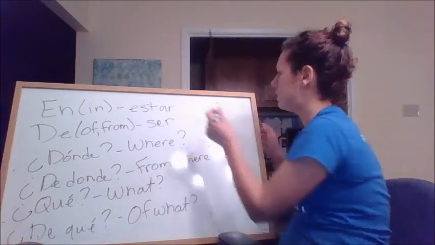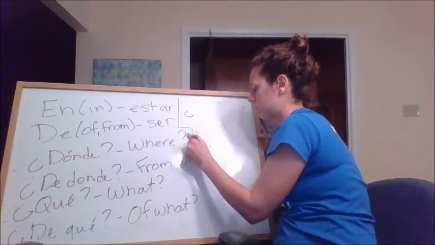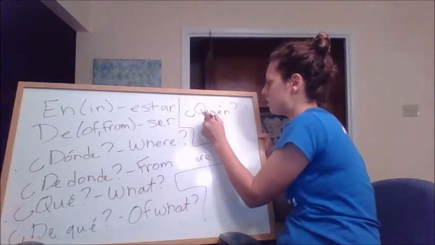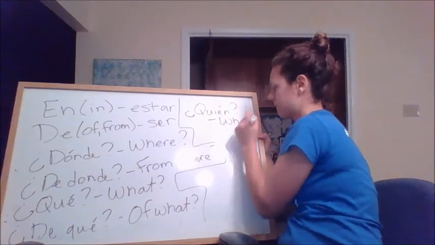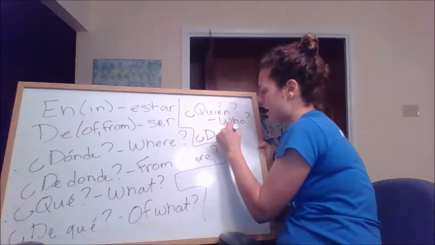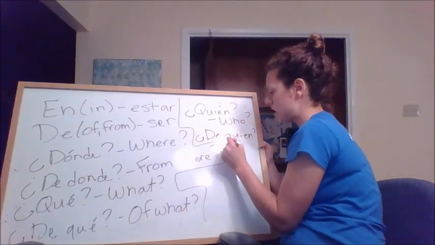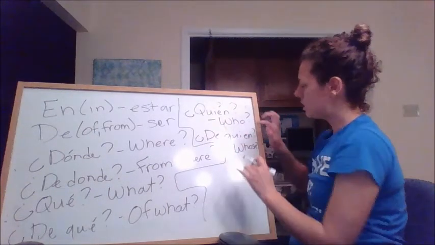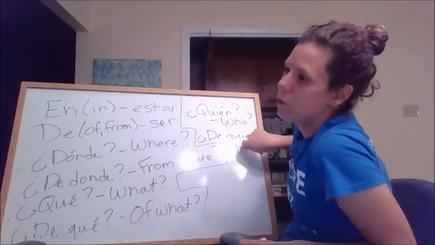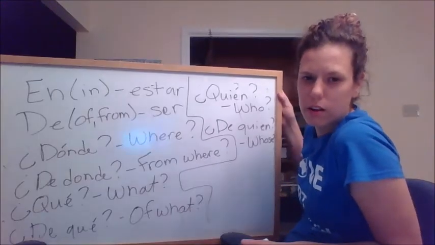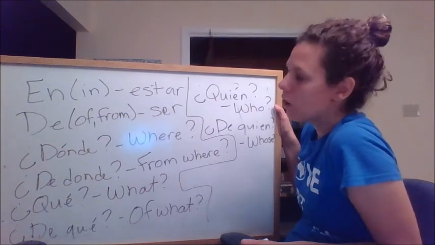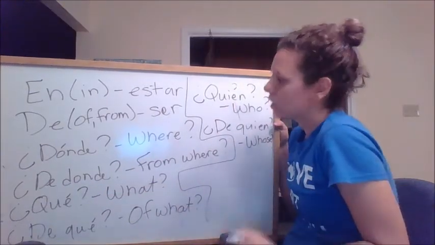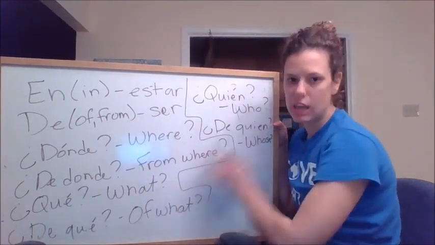If you're talking about, let's see if I can put this on here. Quién means who. De quién means whose or of whom. So this is like de quién es la bolsa, whose is the bag, okay? So these are the question words and then they're compound interrogatives. So with the de, it kind of changes the meaning just a little bit. And so you need to be sure that you know all of these things, okay?